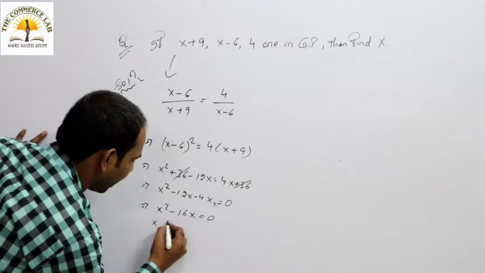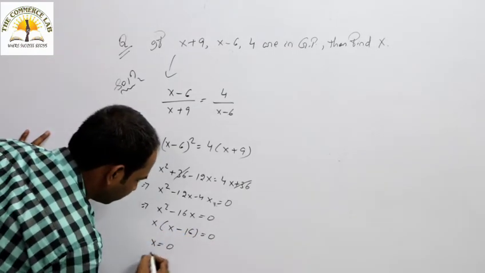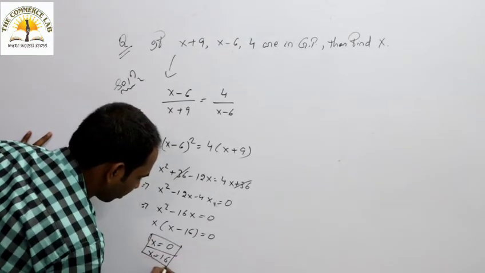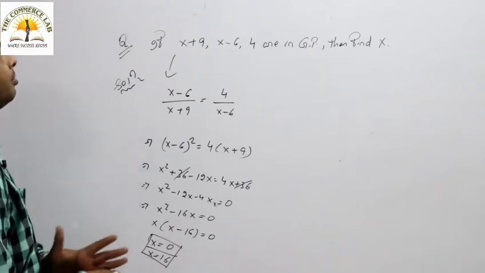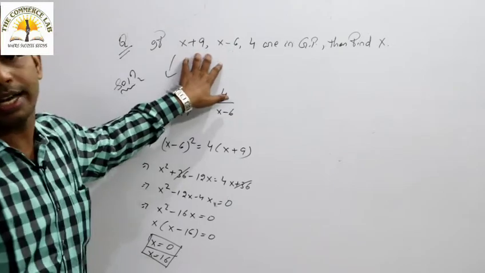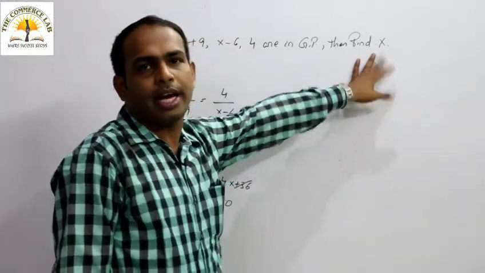Then if you take common x, x into x minus 16 is 0, then x equal to 0, x equal to 16. Then what happened? If x plus 9, x minus 6, 4 are in GP, then find out the value of x.